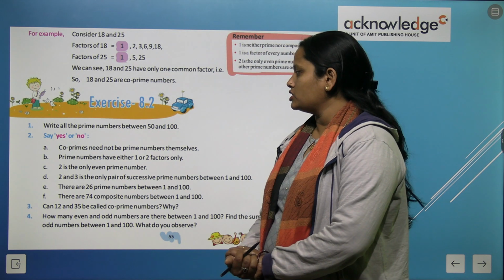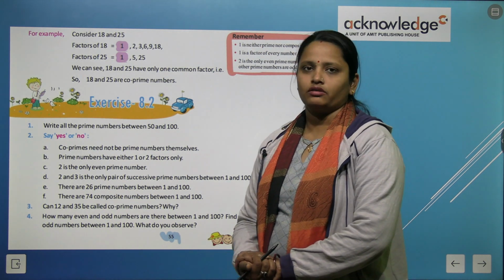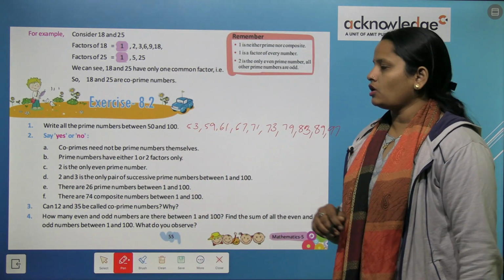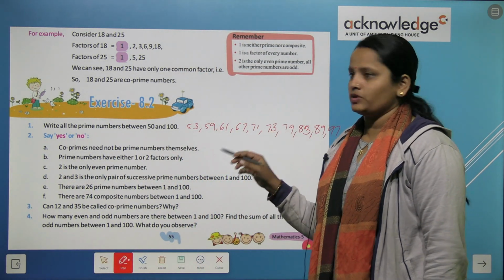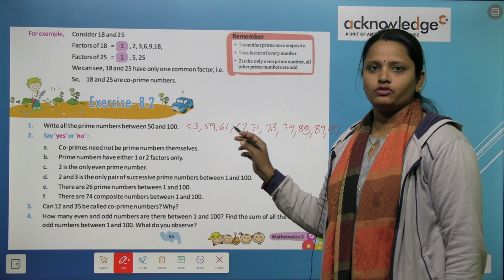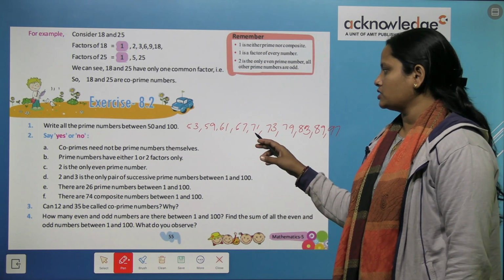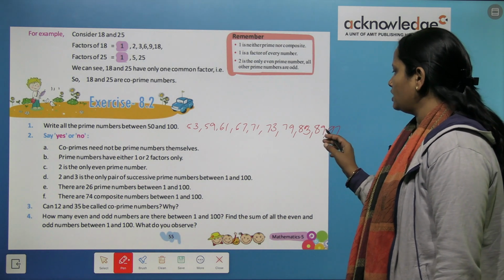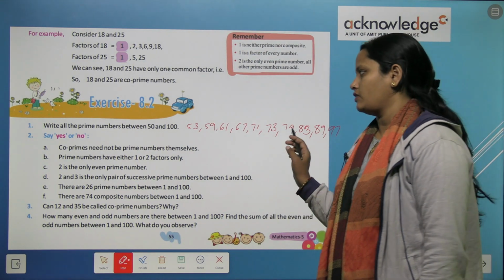Write all the prime numbers between 50 to 100. So let's write it. Children, all the prime numbers between 50 to 100 are 53, 59, 61, 67, 71, 73, 79, 83, 89 and 97.